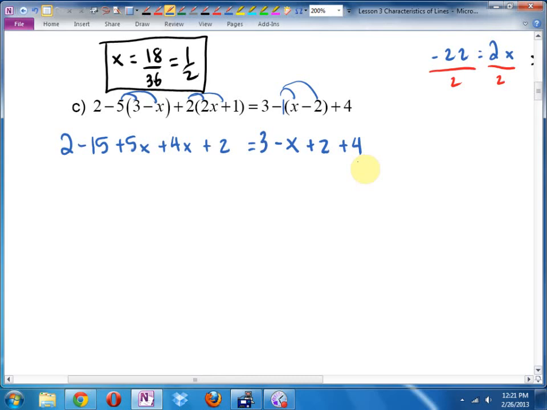Now what? There are more than one x on each side in some situations, and certainly more than one constant on each side. So I'm going to gather like terms. On the left-hand side, how many x's do I really have grand total? 9 x's. What about constants? I have 2 take away 15 plus 2. See it? 2 take away 15 is negative 13 plus 2. Is it negative 11, I think? Yes?